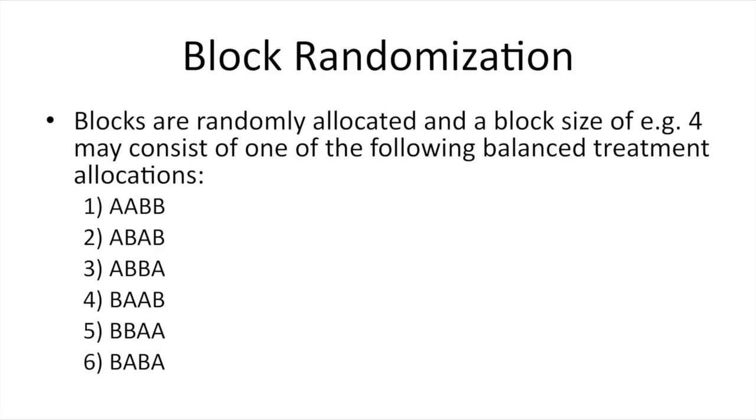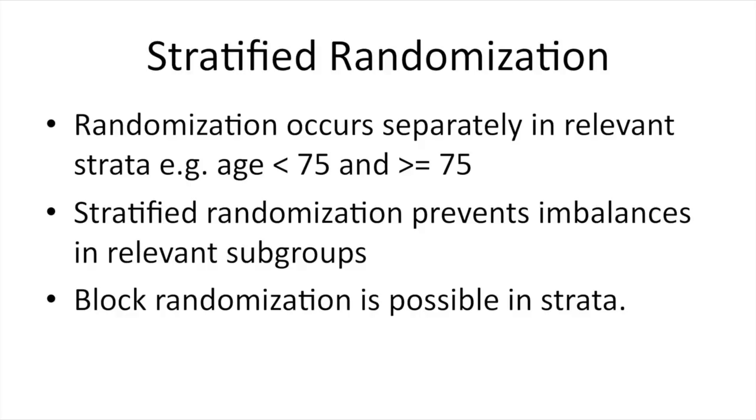Here we see how block randomization works. The blocks are randomly allocated, and in each block we have the same number of treatment allocations. So for example, if we have a block size of 4, we see here the possible combinations, and the important thing is all have the same number of As and Bs. So we have ensured that after this block, the same number of patients get the same number of treatments.